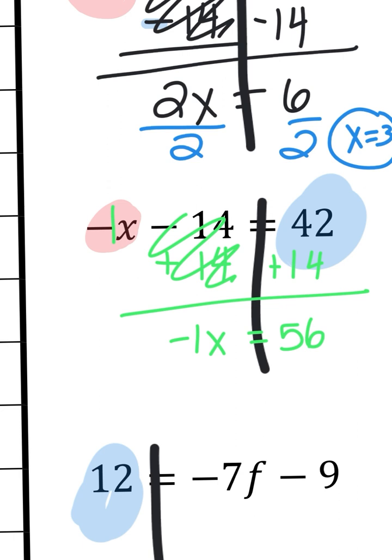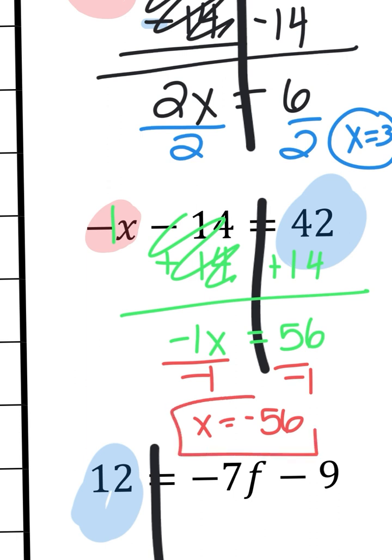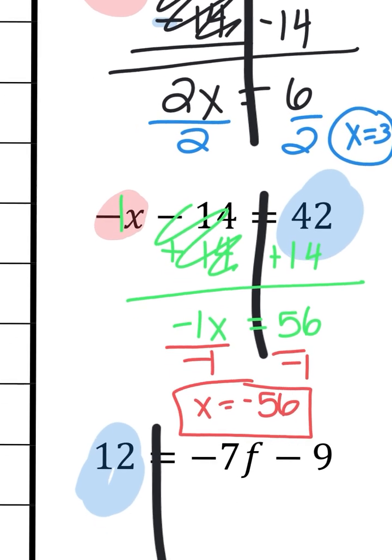Now this is negative x. To get rid of the negative, I can divide by -1, or I could think just take the opposite of both terms. So here I get x equals -56. I could place that in. When I put that in, it's saying the opposite of x. The opposite of x would be 56, so I do 56 minus 14, and I would check that I would get 42.